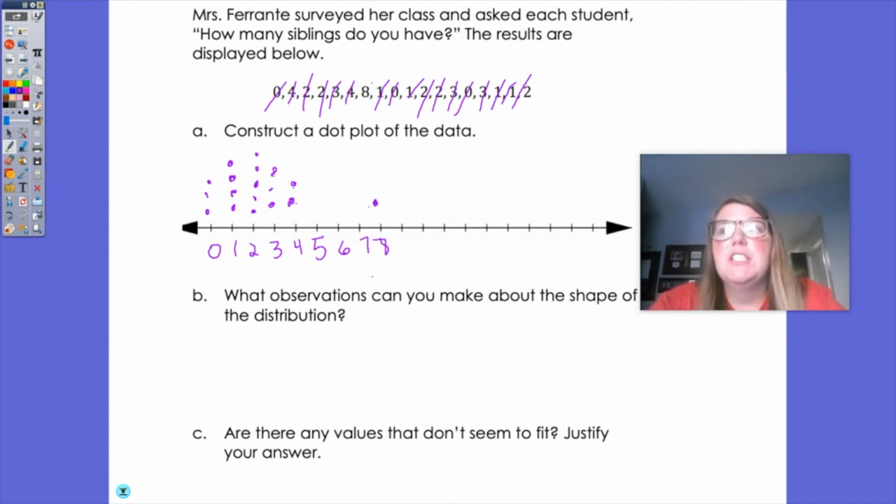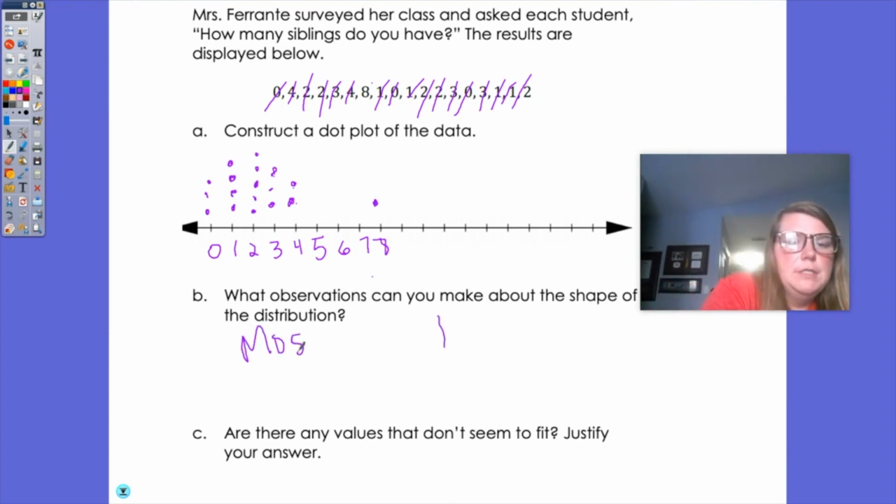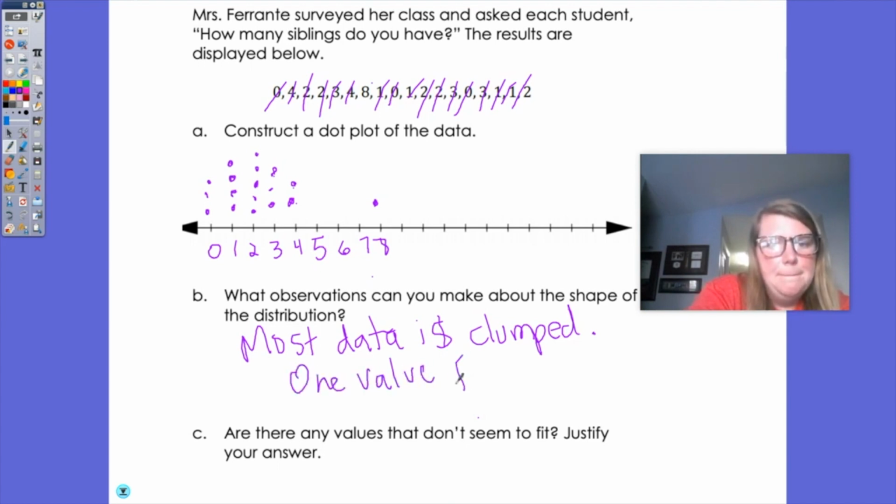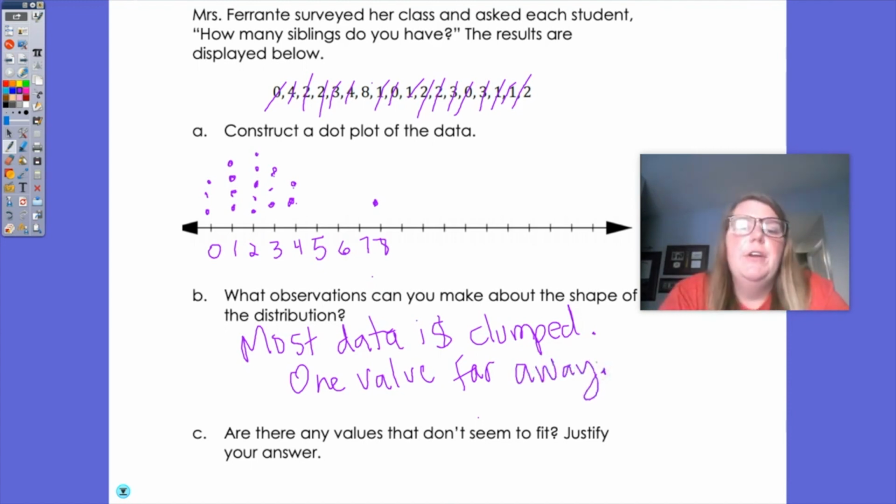So what observations can you make about the shape of this dot plot? It looks pretty much like most of the data is clumped together over here. So most data is clumped. And then there's this one value far away. And then the second question is, are there any values that don't seem to fit? Obviously that 8 doesn't seem to fit.